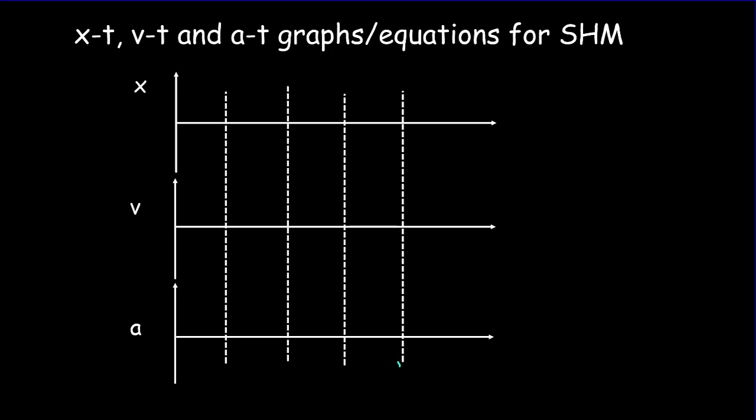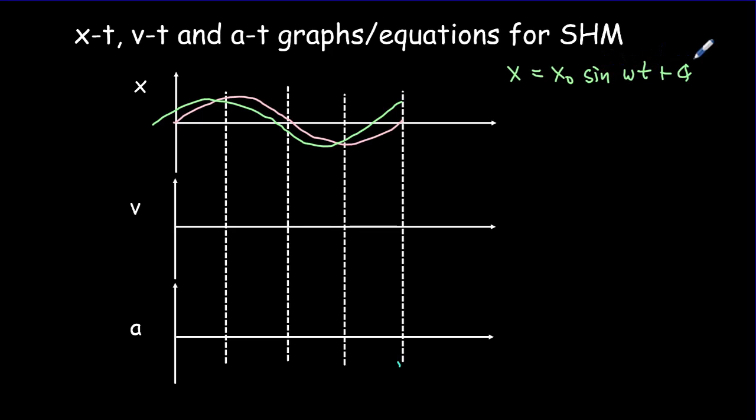So let's look at aligned xt, vt, and at graphs and equations for simple harmonic motion. So let's start with the graph for the simplest case where there's no phase shift. And we're going to start with an object in equilibrium moving to the right, and we get that typical sine curve. Now, if we throw in a phase change, we shift that curve backwards a bit, and it would look something like that.